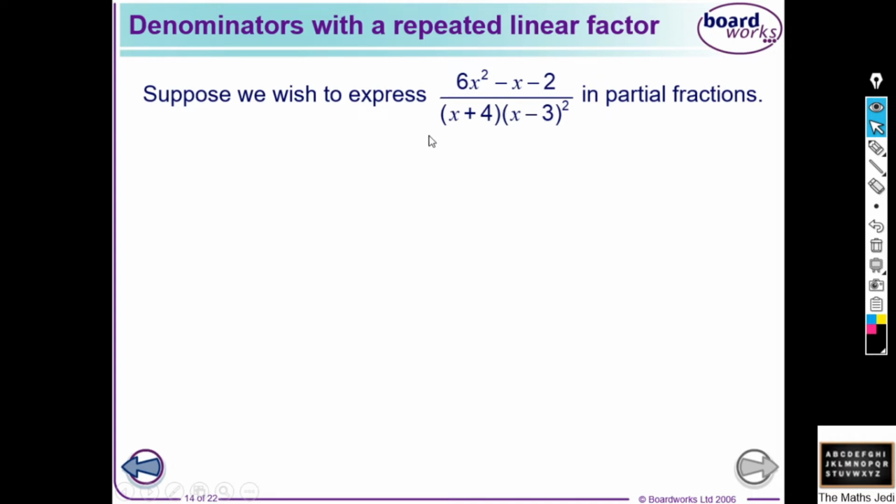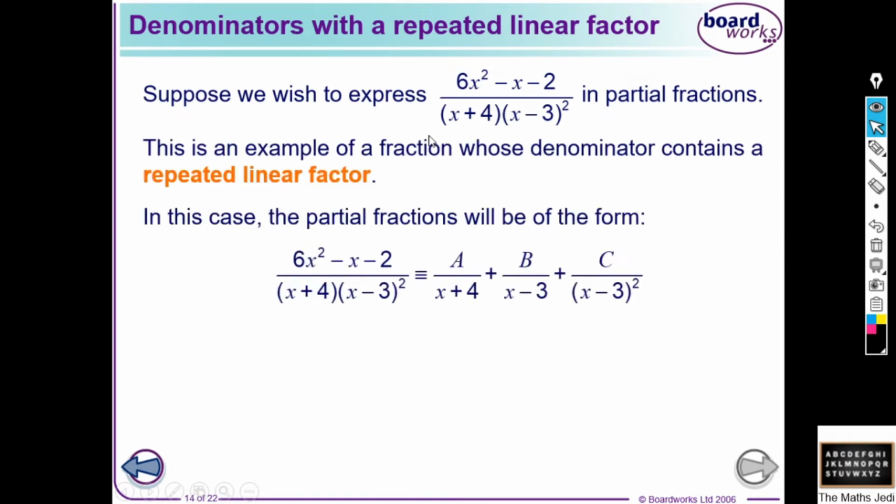So what you do in situations like this is you set up a set of fractions where you've got a over x plus 4, so similar to before, b over x minus 3, but because you've got a repeated factor, you have to state a particular constant over that repeated factor. So c over x minus 3 all squared here. Now everyone always makes this mistake.